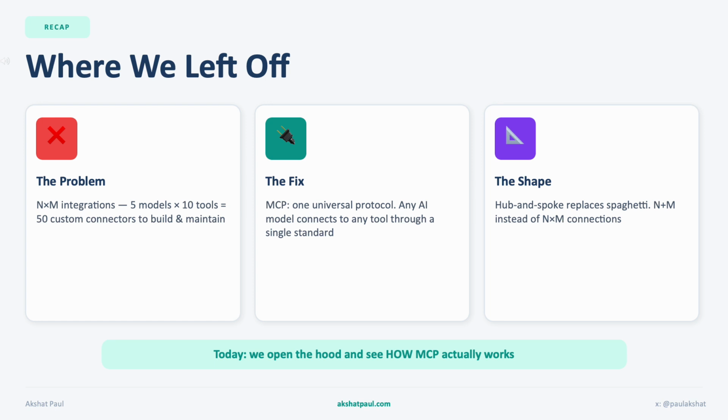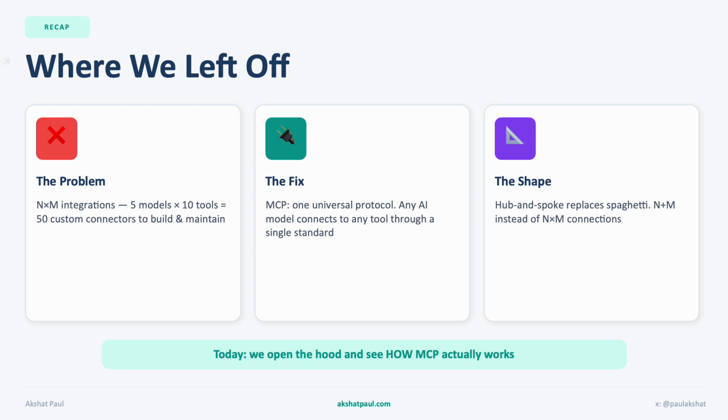In last episode, we established the N times M problem. If you have 5 AI models and 10 external tools, you need 50 separate custom integrations. Every time a tool updates its API, integrations break. Every time a new model ships, you're rebuilding connectors from scratch. It was unsustainable. MCP's answer was a protocol.